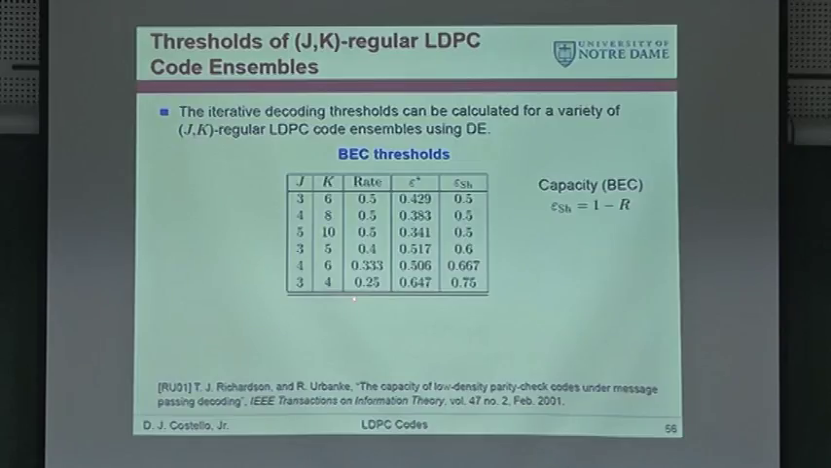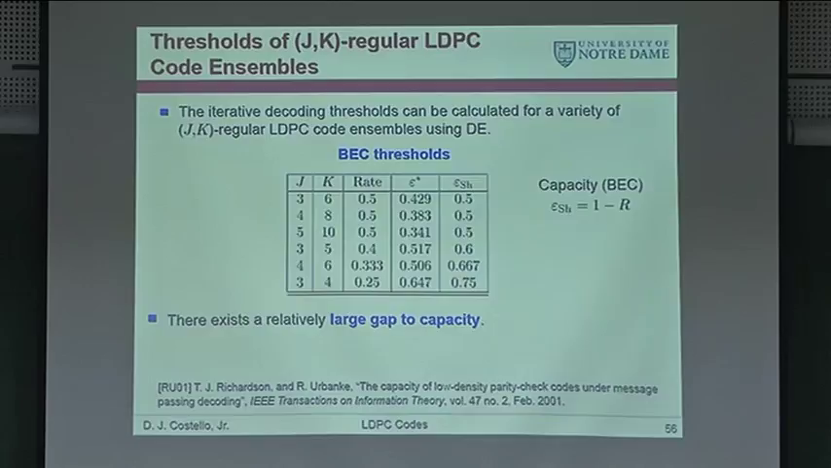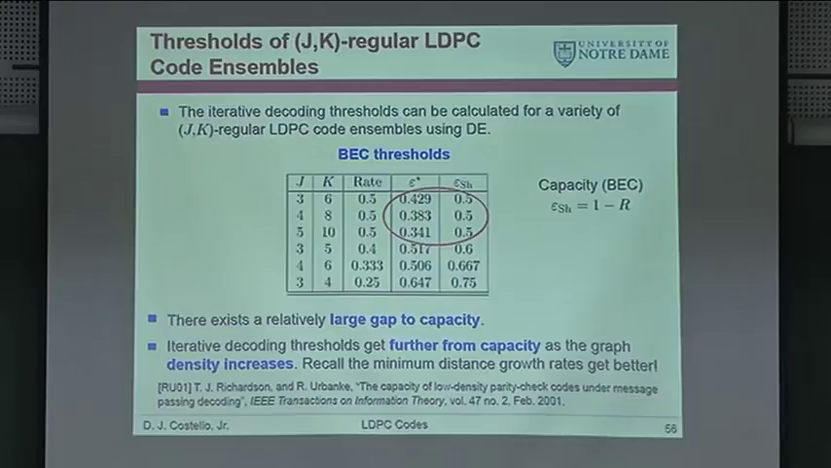So these are just some numbers, again, for different ensembles. These are BEC thresholds. The Shannon capacity is always 1 minus R. These are some common JK regular ensembles with the corresponding rates and their iterative decoding thresholds. And we see that there's a fairly large gap to capacity. We don't get that close with JK regular codes.